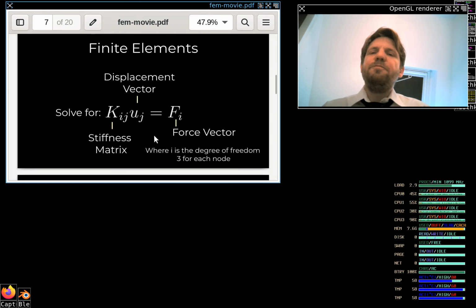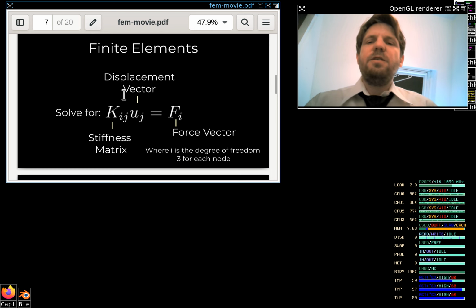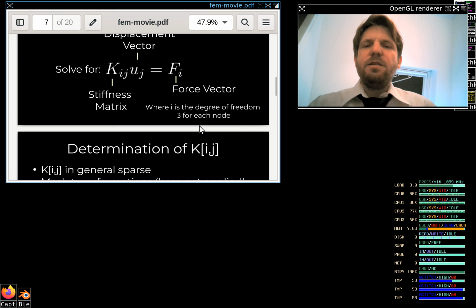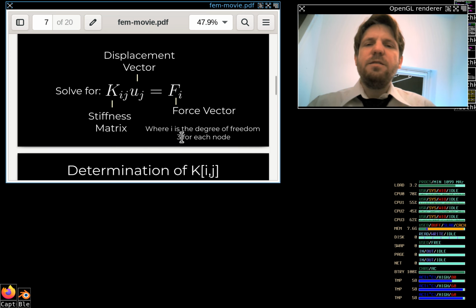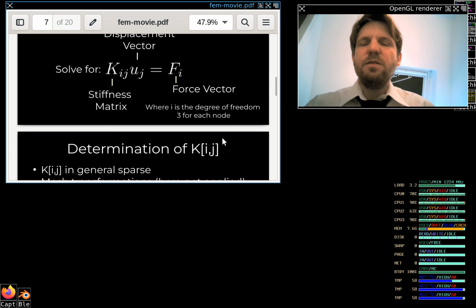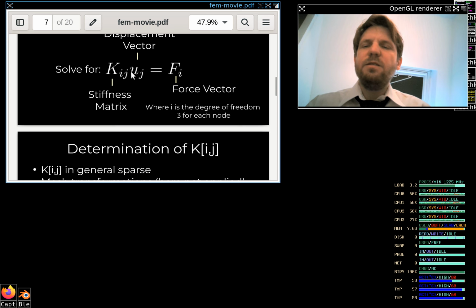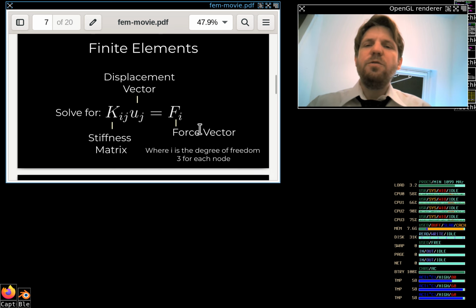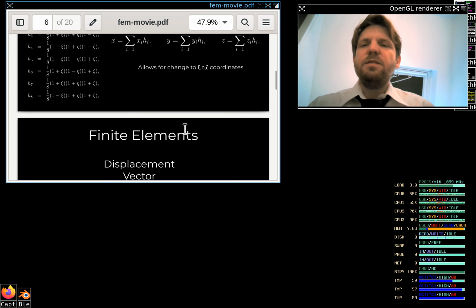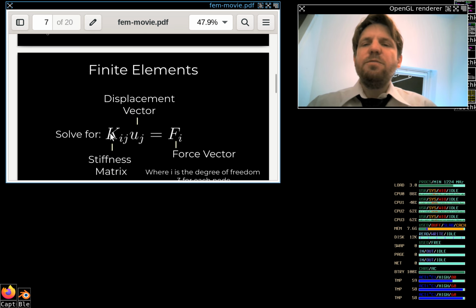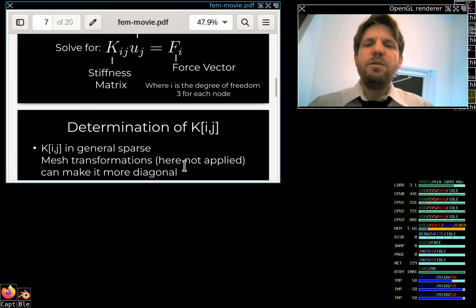And here we have our displacement vector, as I said, and the external force that we apply. And of course, I is the degree of freedom, and we have 3 degrees of freedom for each node. That's the way it works. So the question is, how can you determine this K matrix in order to solve this equation? That's one of the big deals. How can I get my stiffness matrix so that in the end I can solve this linear equation more or less?